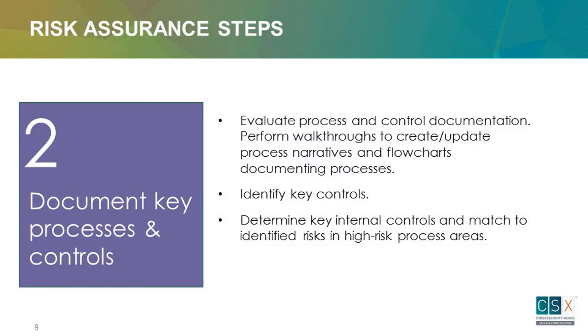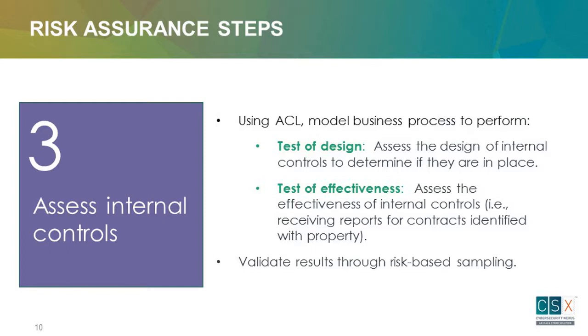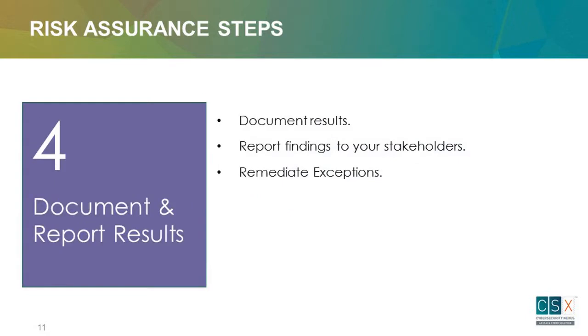The third step is to assess internal controls. So basically assessing business processes by performing a test of designs, as well as a test of the effectiveness of internal controls themselves, and then validating results through risk-based sampling. The final step, step 4, is to document results, report findings to your stakeholders, and remediate exceptions.